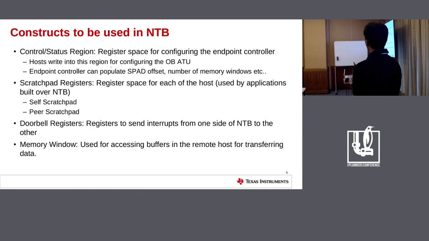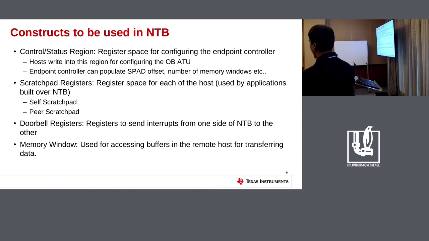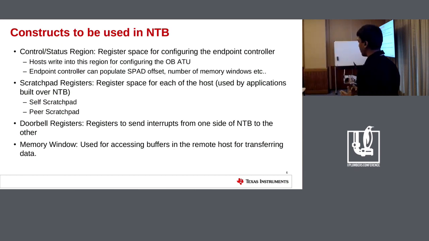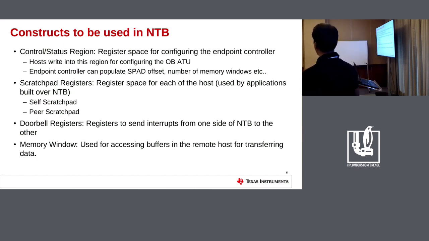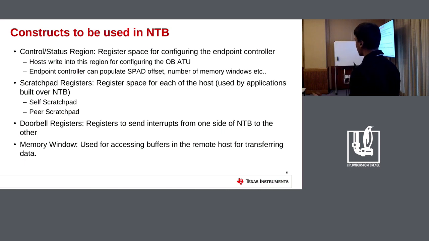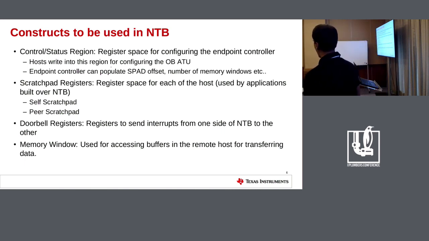So the control and status region has the register space for configuring the endpoint controller. Here, the endpoint controller can initially write some of the information, like the number of memory windows supported, the scratchpad offset, et cetera, which can be read by the host. And the host can write to this region whenever it has to configure the outbound address translation unit.